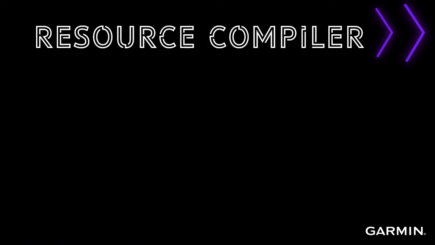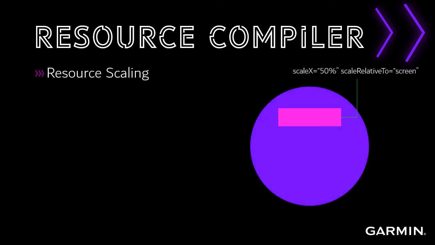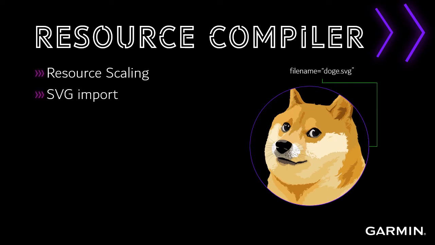We're also updating the resource compiler. Currently, supporting multiple resolutions requires cutting lots of different bitmap sizes. We are adding the ability for assets to be scaled in the layout files. Images can be scaled relative to their image size or the screen size. This will allow you to use a single high-resolution asset for multiple layouts. We are also adding support for SVG assets. SVGs will be converted to bitmap assets on import.